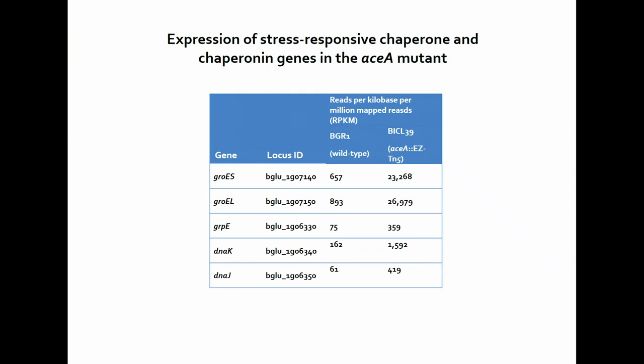So we did RNA-seq analysis of the glyoxylate cycle mutant and compared it with wild type. We saw lots of differences in stress-responsive chaperone and chaperonin genes, like groES, groEL, and dnaJK. This is the wild type, and this is the glyoxylate cycle mutant. There is a huge difference between these two. So there was a good indication that the chaperone might be involved in this business.